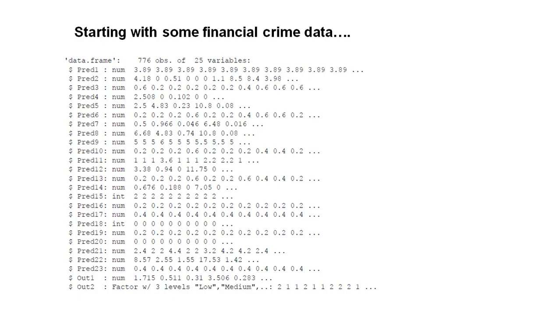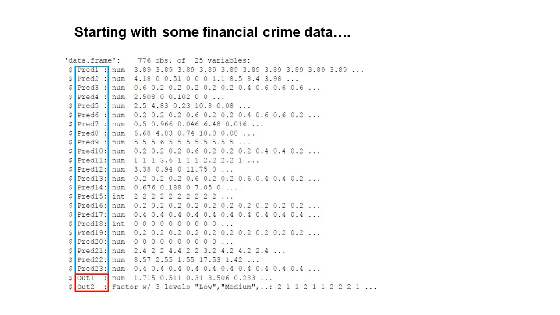First, let's have some data. These data are about the risk of banking fraud and come from an open data source. There are 776 cases and 25 variables. There are 23 predictor independent variables and 2 target, dependent or outcome variables. What each predictor variable measures is not important for this presentation, so they are simply labeled pred1 to pred23.